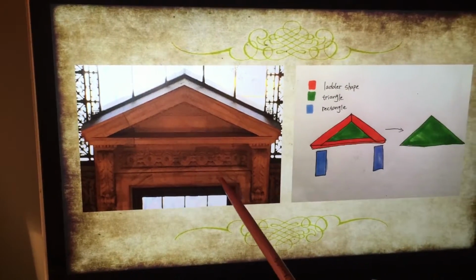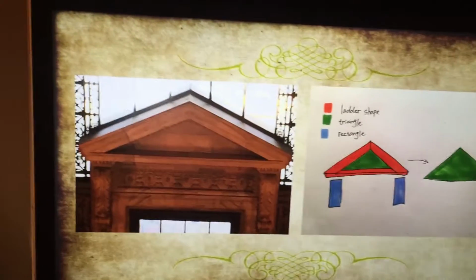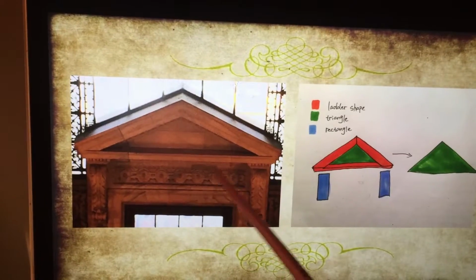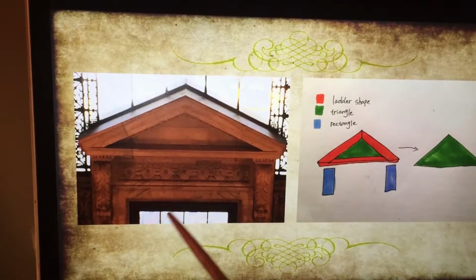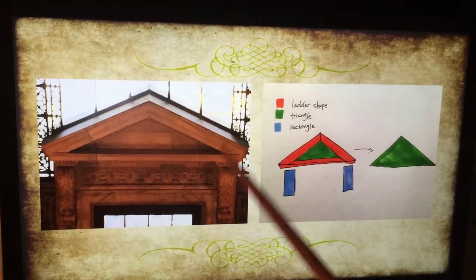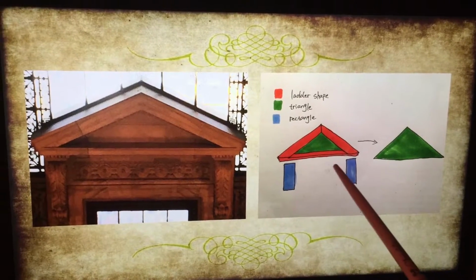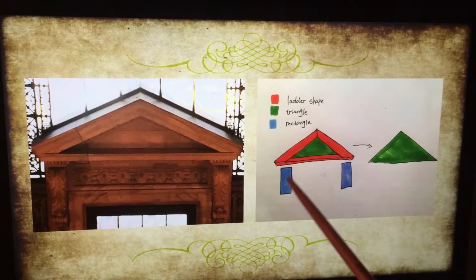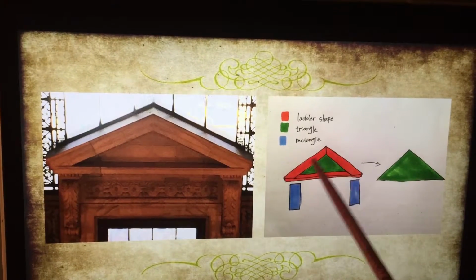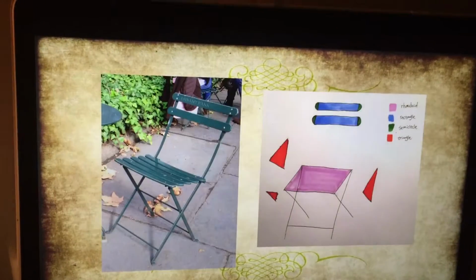I took this picture in the public library and I think that this is very interesting because it contains lots of geometric shapes in the architecture. So I drew this. I used different color to represent different shape. This is rectangles, and there are many letter shapes and also triangles.